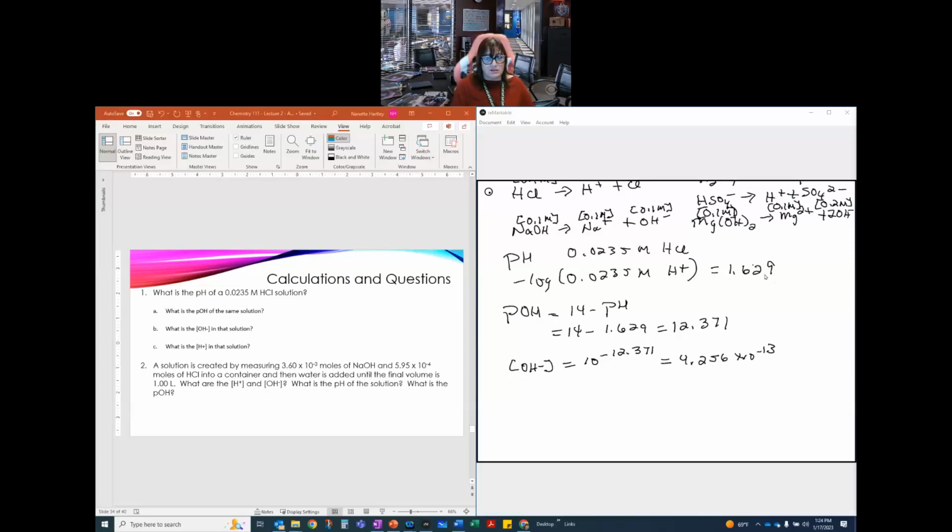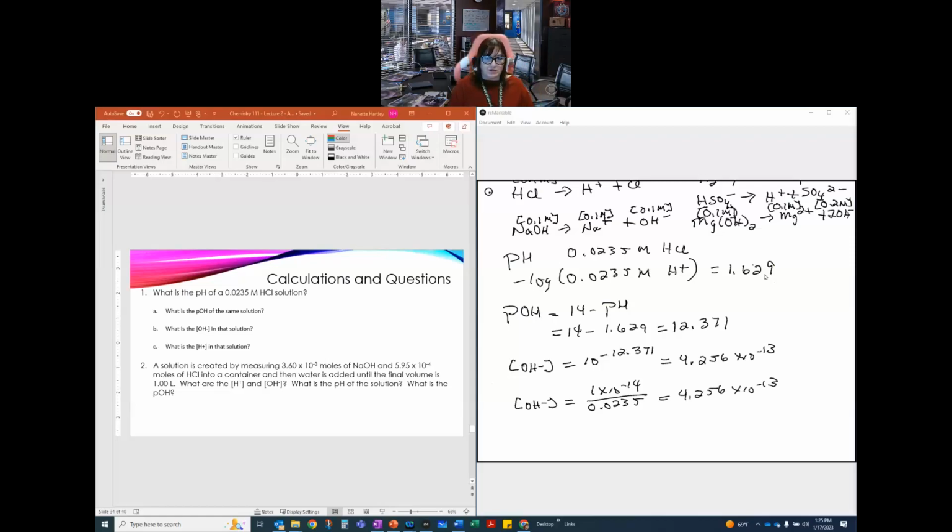Now, is this the only way that I can do this? No, absolutely not. Okay, there are other ways that we can manage this. But since the only thing I knew in the beginning was the H plus concentration, I had to go from H plus to something. Now I can go from H plus to OH minus. The other way I can calculate OH minus is to say 1 times 10 to the minus 14th divided by the 0.0235, and that should give me 4.256 times 10 to the minus 13th. It doesn't matter which way I get there.